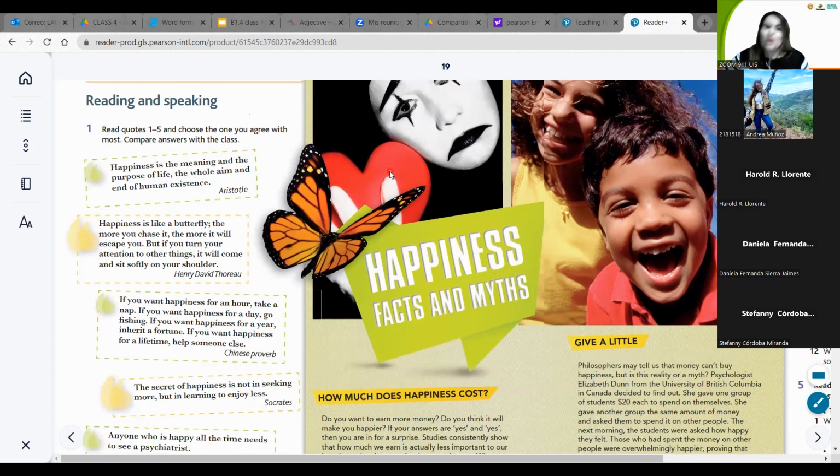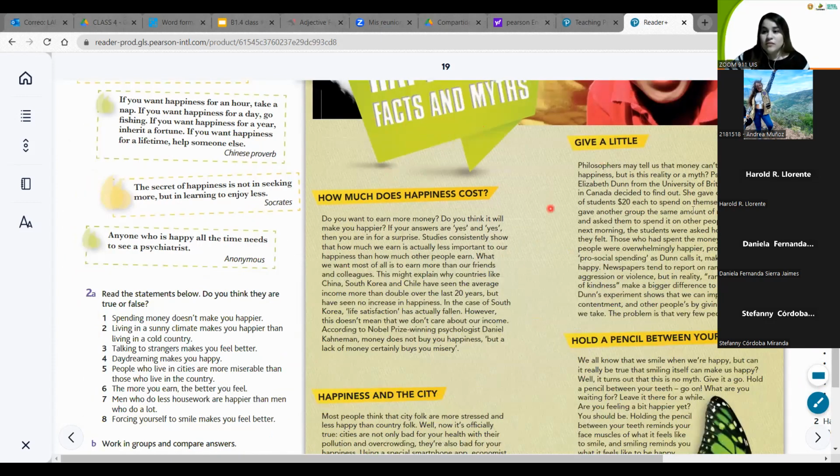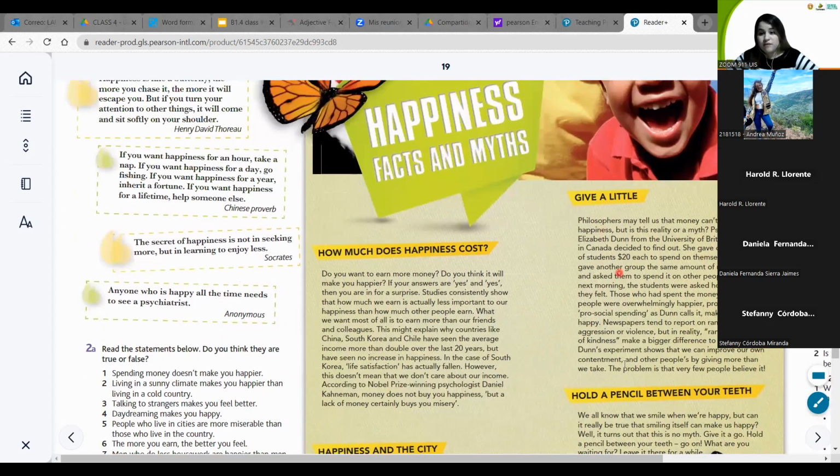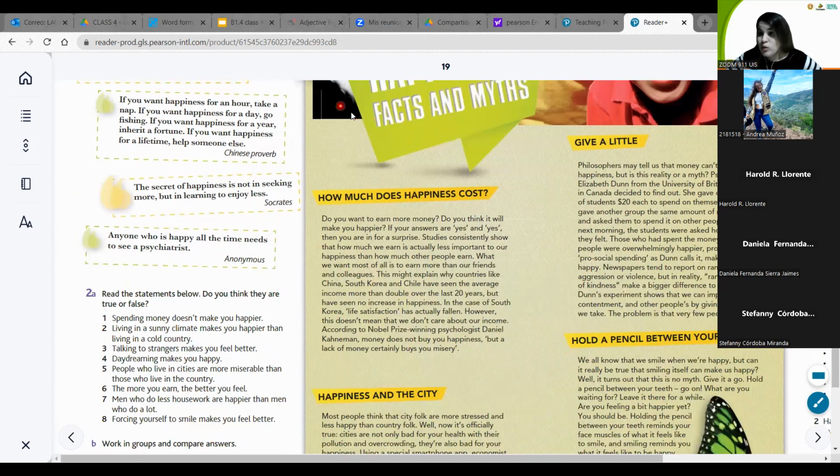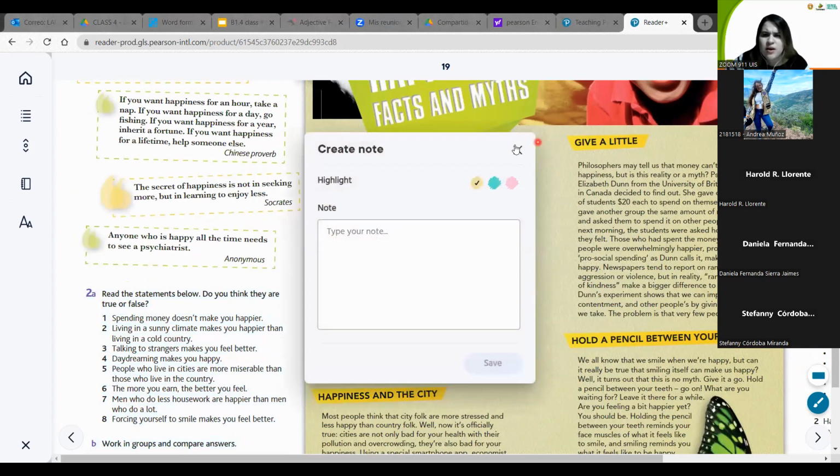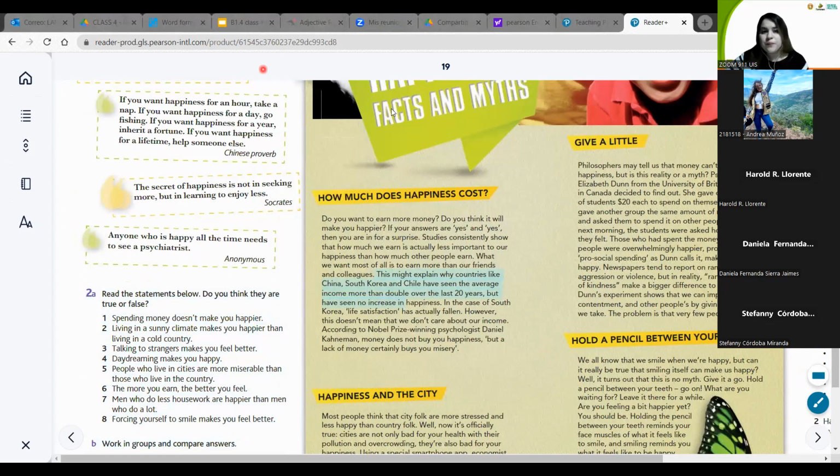Guys, now we're going to read this. That is, how much does happiness cost? Happiness in the city. Give a little, hold a pencil between your teeth. So we are going to read aloud, okay? Is there a person to read the first paragraph? Let's read the first paragraph. Is there a volunteer to read?